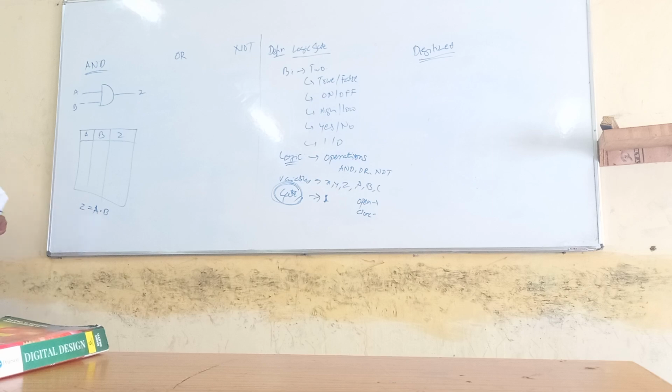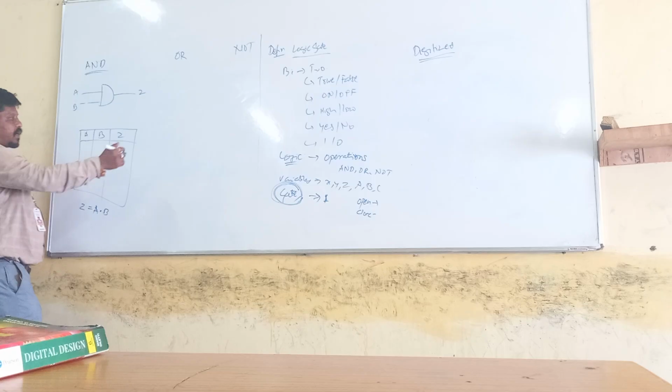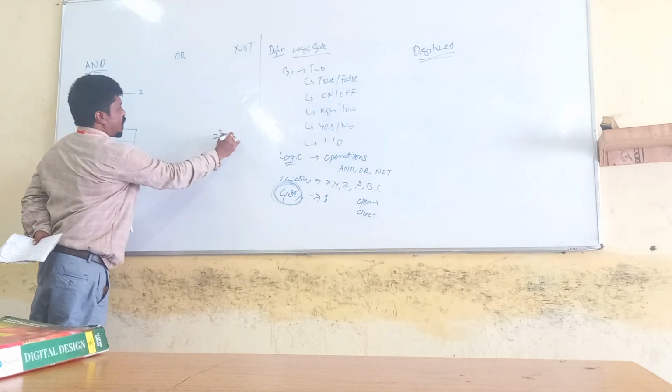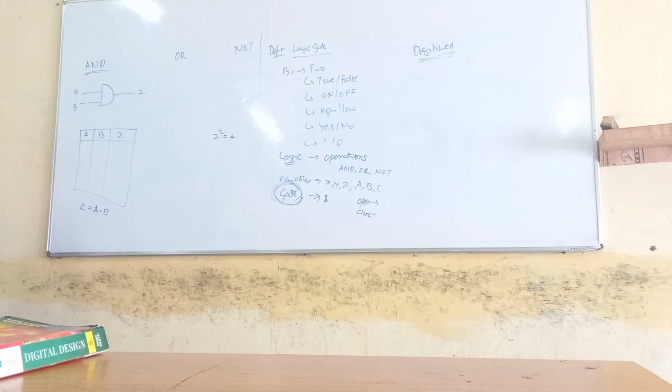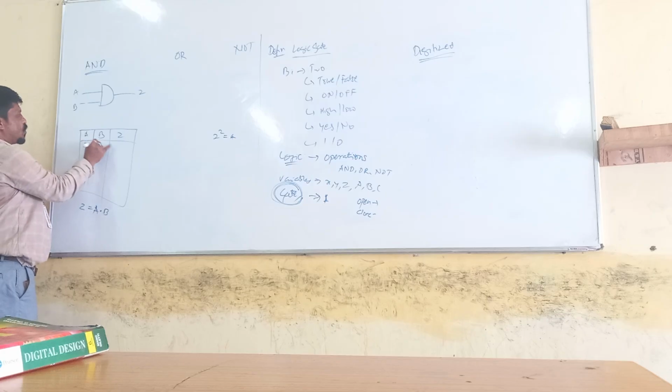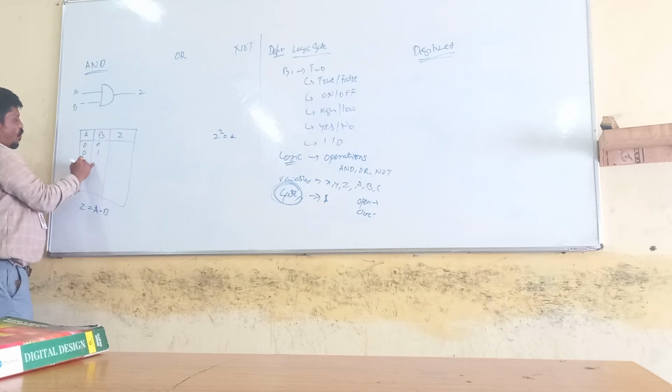If I take two variables, I have already told you that 2 to the power 2 means 4 combinations I would have here. Yes or no? Yes sir. 0 0, then 0 1, 1 0, 1 1. Yes. I hope you all have this basic idea.